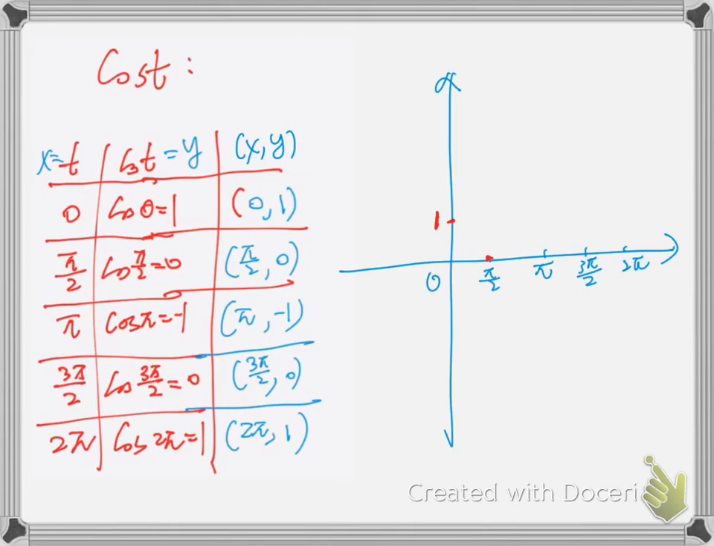Pi, -1, so it goes to the lower half plane. So here is pi, -1, and this is 3 pi over 2 comma 0, and then let's go back to 2 pi, back to height 1. Okay, height 1. So now let's connect them. This is the curve we got. This is the graph of the cosine function between 0 and 2 pi.